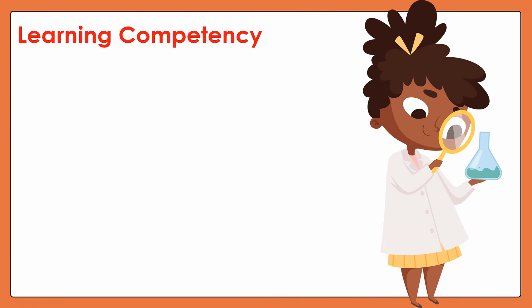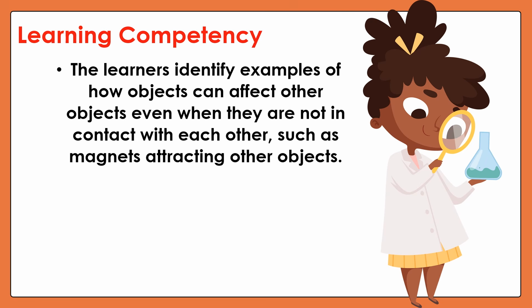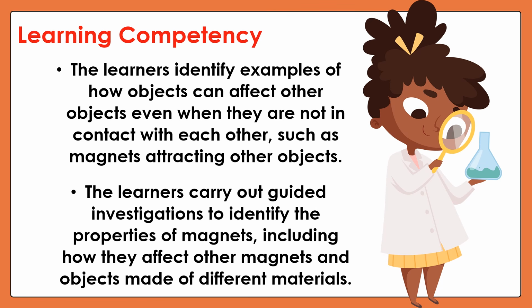Learning competency. First, the learners identify examples of how objects can affect other objects even when they are not in contact with each other, such as magnets attracting other objects. Second, the learners carry out guided investigations to identify the properties of magnets, including how they affect other magnets and objects made of different materials.